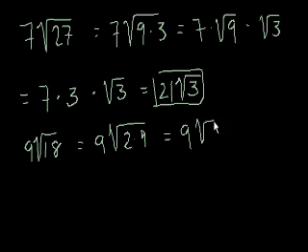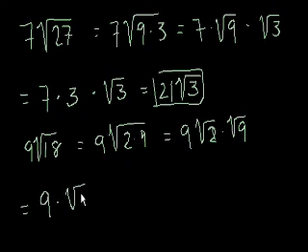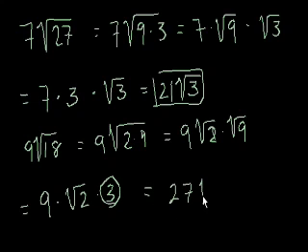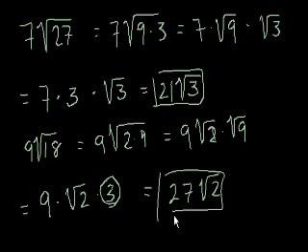9 times the square root of 2, times the square root of 9, which equals 9 times the square root of 2 times 3, right? That's the square root of 9, which equals 27 times the square root of 2. There we go. Hopefully you're starting to get the hang of these problems. Let's do another one.